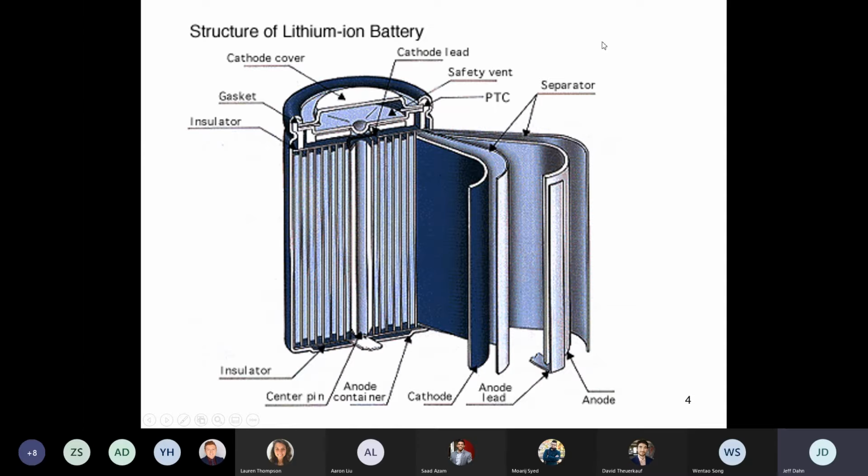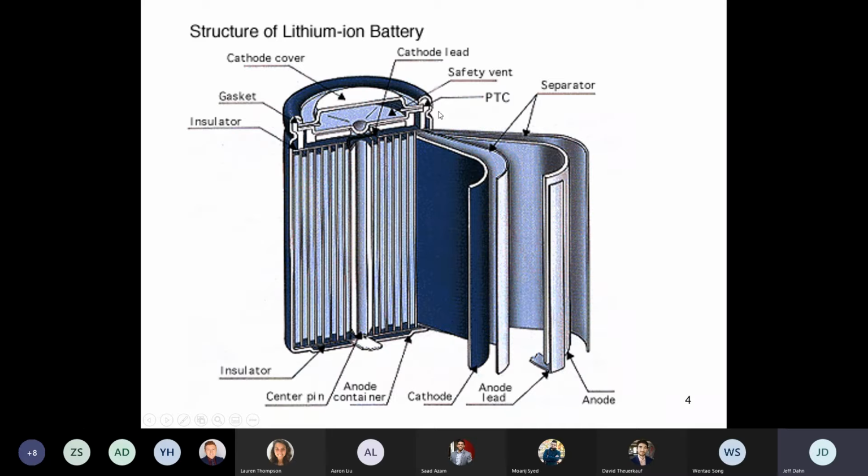Within lithium ion cells, there are some interesting devices, okay? In the header of every cell, there's something called a current interrupt device. What happens is when gas pressure builds up in the cell to a significant amount, the header flexes and a current path is interrupted.